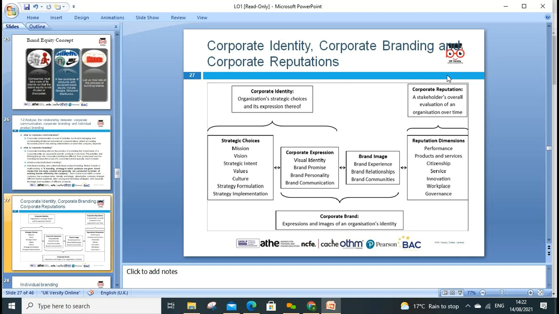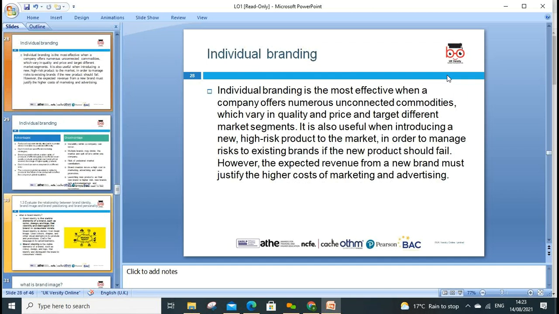So, corporate identity and corporate branding. Corporate identity covers the organization's strategic choices, expression, and mission. The brand must not contradict it. We say we treat people as they like to be treated, but the brand you are presenting is harmful to health. Thus, we need to look at corporate expression, vision, identity, brand promise, brand personality, brand image, and the corporate side, all of it.